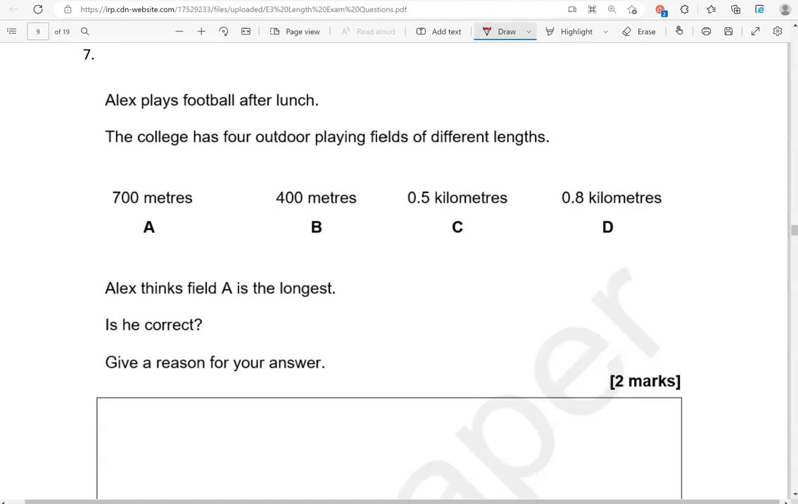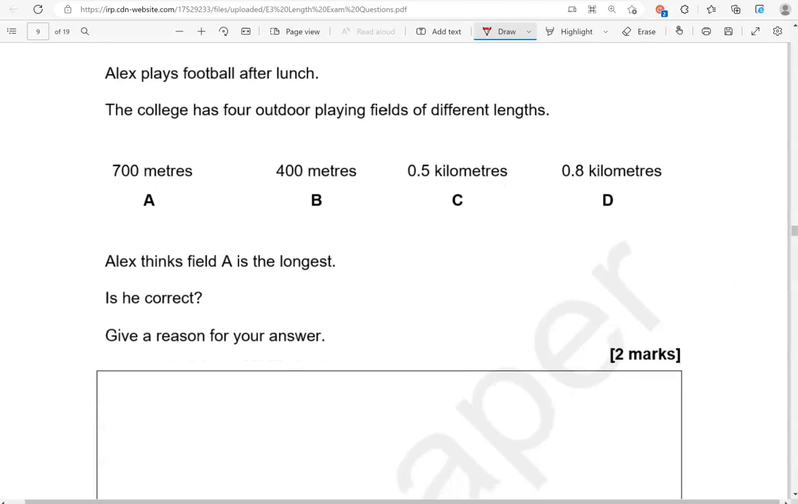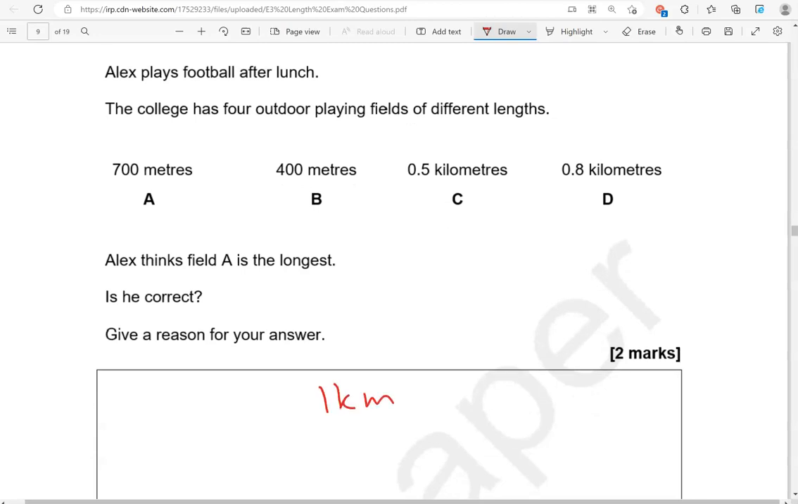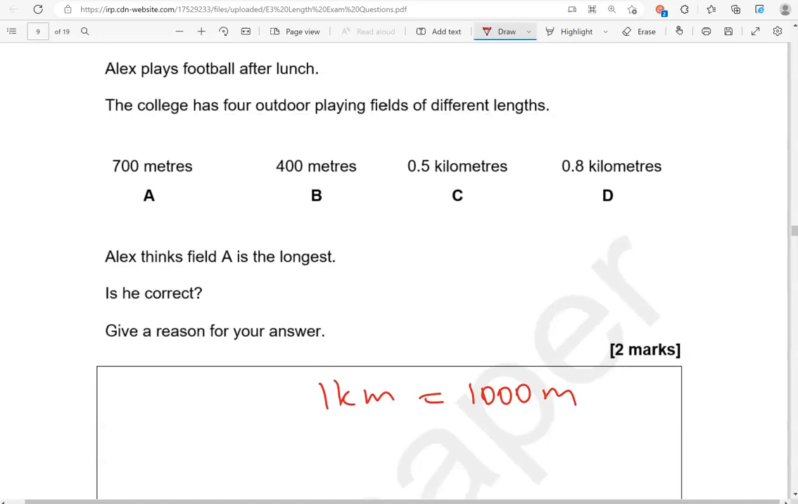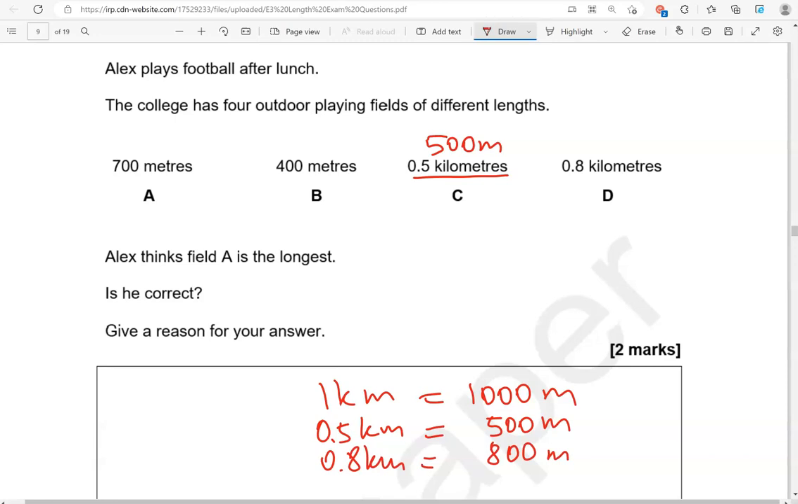So we've got these lengths in meters and kilometers. In 1 kilometer, as we've said earlier, there are 1,000 meters. So 0.5 kilometers, 0.5, that is half. So half of 1,000, that is 500 meters. So this is the same as 500 meters. Then we have 0.8 kilometers, which is 800 meters.